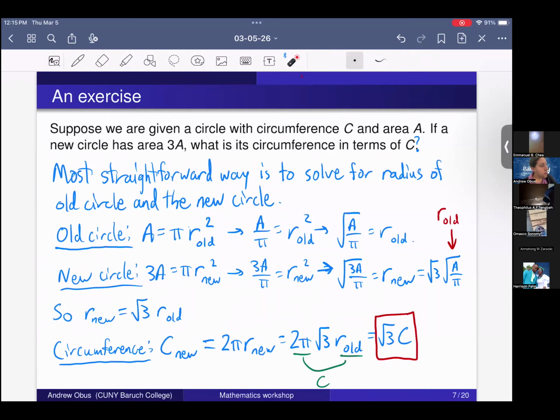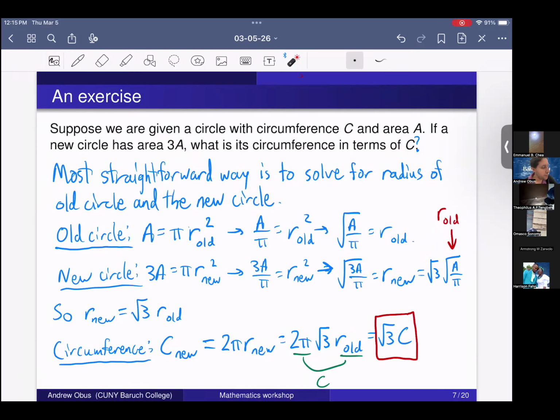So we have our old circle has circumference C and area A. Our new circle has area 3A, but I don't tell you what the circumference is. So the question is, what is the circumference of the new circle? You're not going to be able to give me a number because I haven't given you any numbers. So the best that you're going to be able to do is tell me what this circumference is in terms of C.